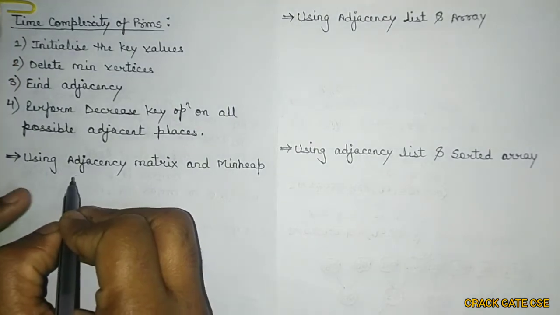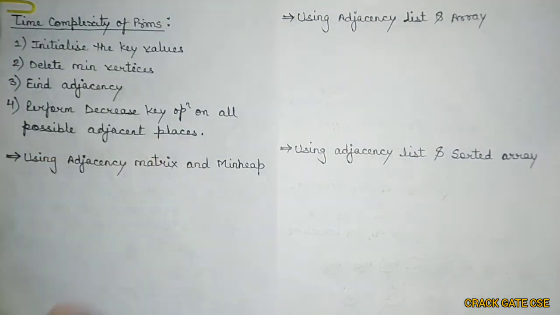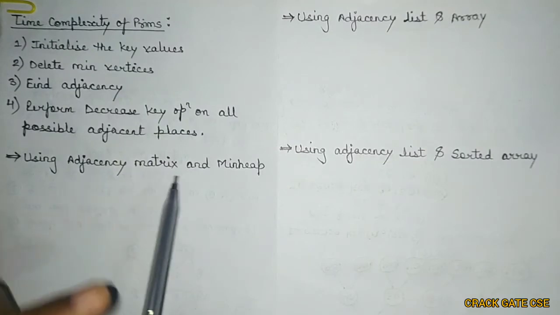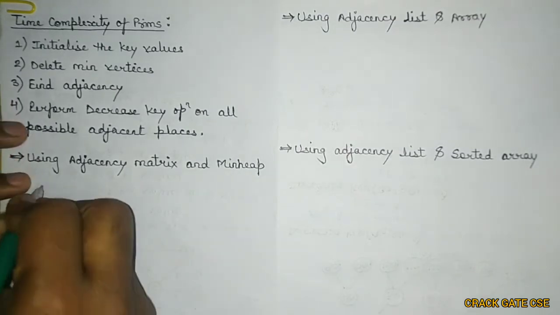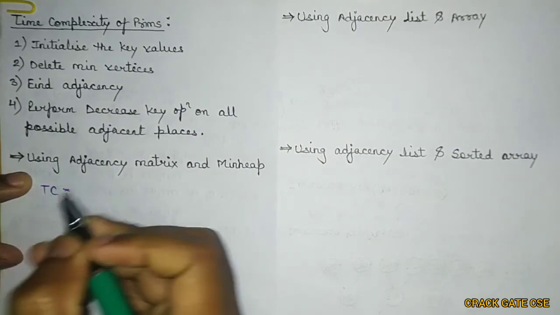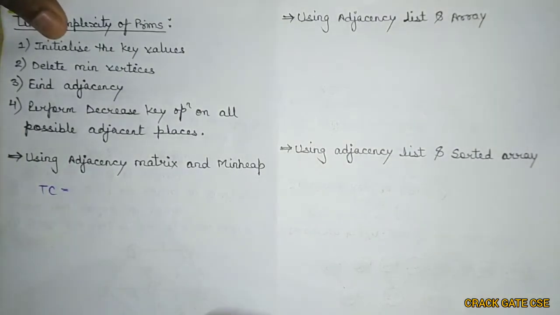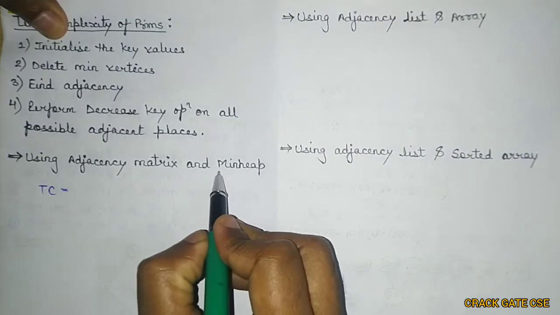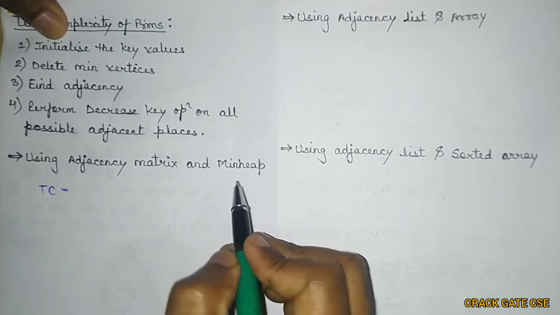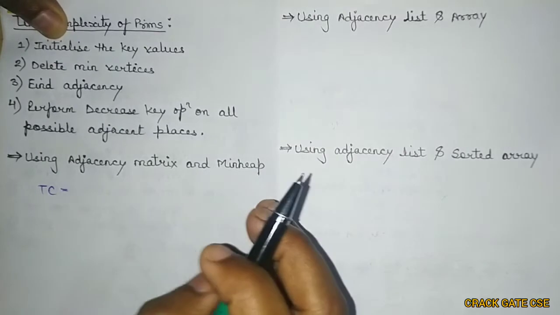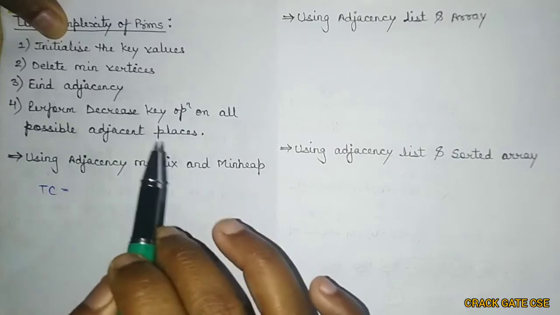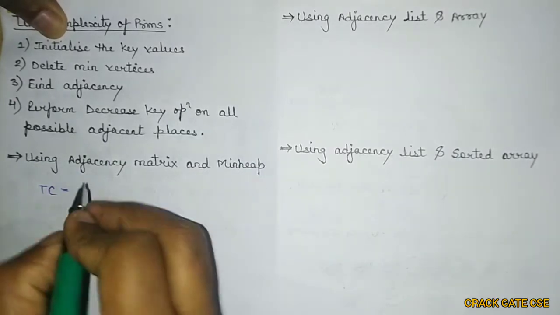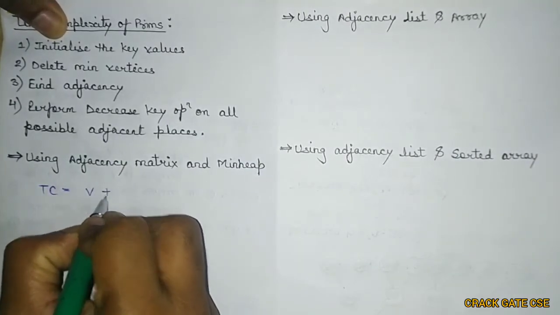If you need to find the time complexity of Prim's algorithm using an adjacency matrix and min heap, how do we do it? What will be the time complexity? The time complexity will be equal to, first we need to initialize the key values. To initialize the key values in a min heap, building the heap will take order of V time, and at the time of building the heap we can initialize the values accordingly. So it will take order of V time only, order of V for initializing.